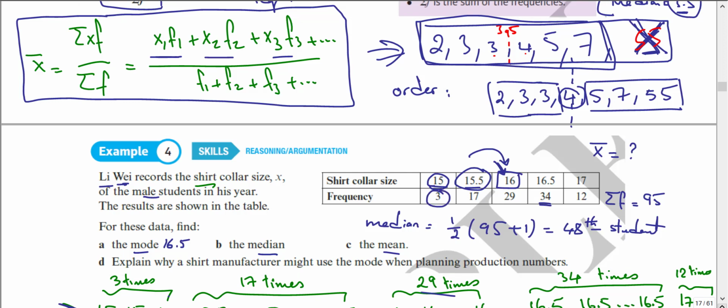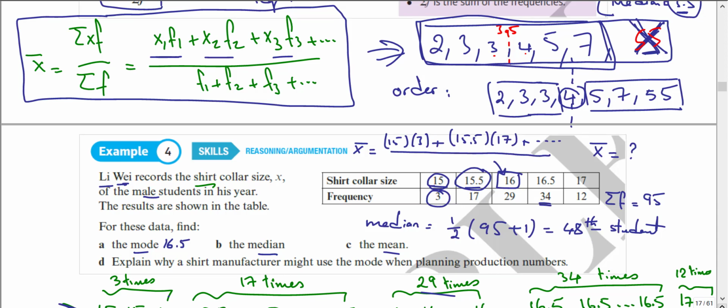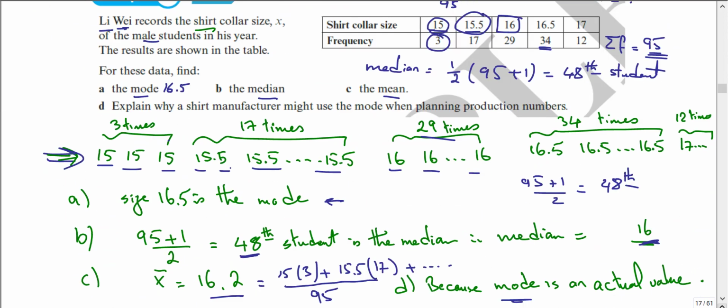So if you want the mean, you take the first value 15 and multiply by the frequency 3. Then you take the next value 15.5 and multiply by the frequency 17, and so on, until you reach the last one. And then you divide by what? The total number of frequency. What's the total number of frequency here? 95. Sigma F. If you do this, you will get the mean, which is 16.2.